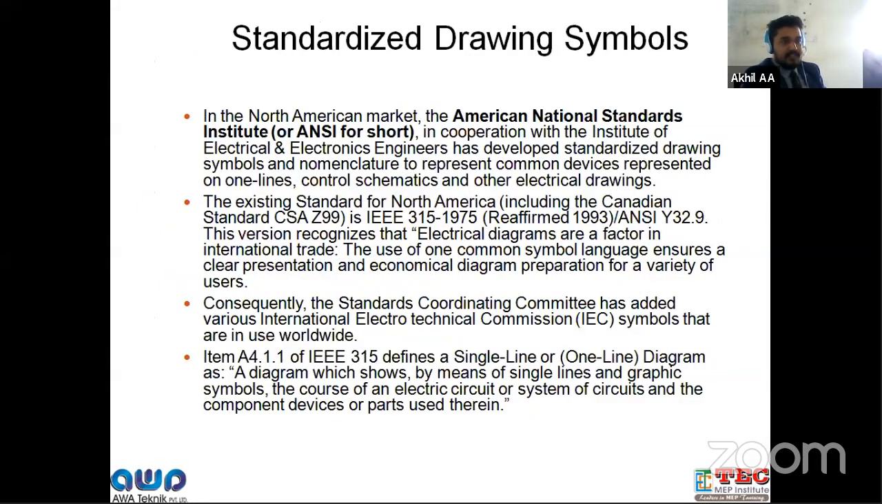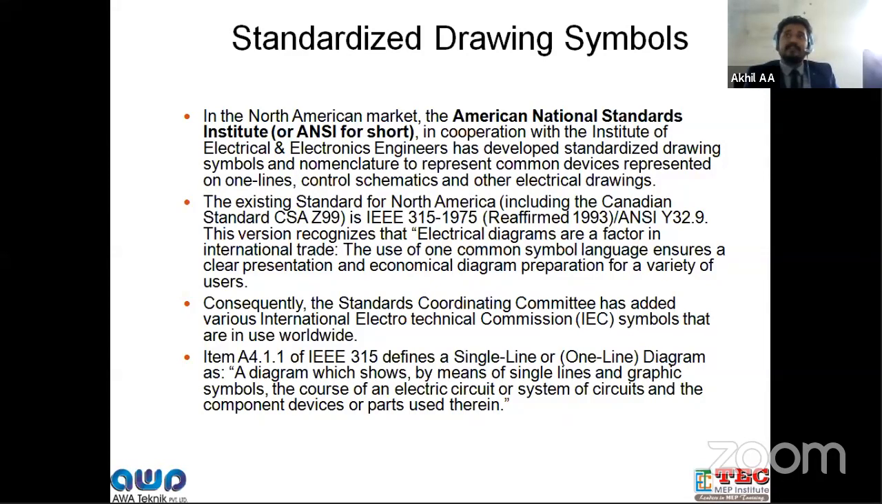Okay. Then standardized drawing symbols. In the North American market, the American National Standards Institute, shortly known as ANSI, you might have heard about ANSI codes. You will be used to representing relays and circuit breakers using these ANSI codes. In cooperation with the Institute of Electrical and Electronics Engineers, known as IEEE, it has developed standardized drawing symbols and nomenclature to represent common devices on one-lines, control schematics and other electrical drawings.